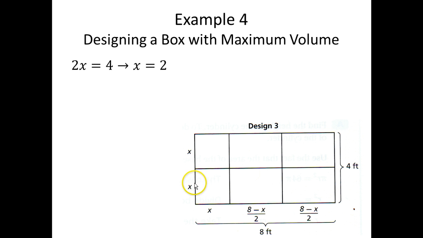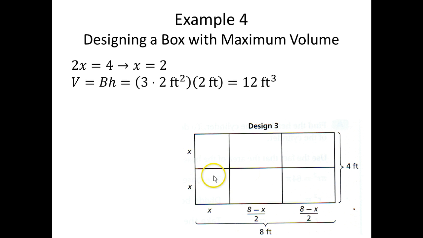Once again I need to find the volume of the entire thing. Well, let's consider this to be the base of our box. If that's the case, then the width of the base of the box is going to be 8 minus 2 divided by 2. I say 8 minus 2 because we already figured out that x has to be 2. So 8 minus 2 divided by 2 is 6 divided by 2. So the width of the base is going to be 3 and the length is 2 feet. So the base has an area of 6 square feet.